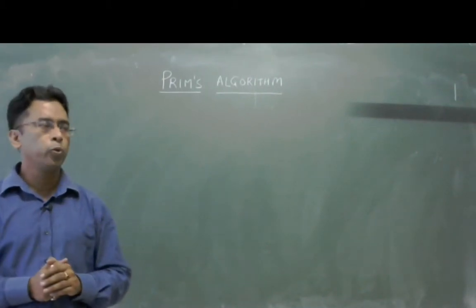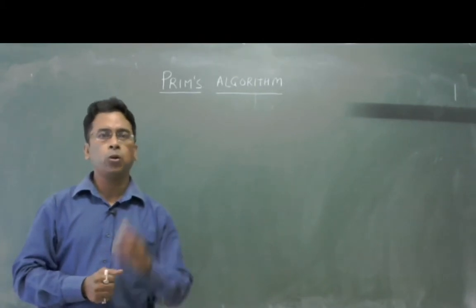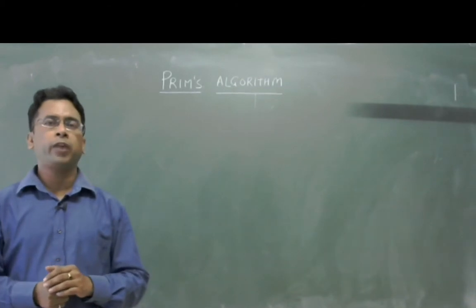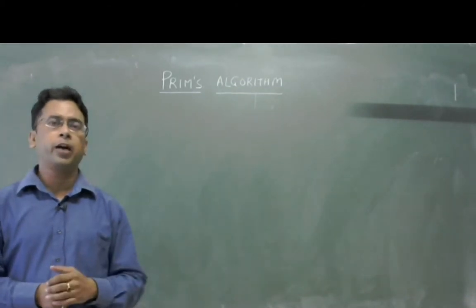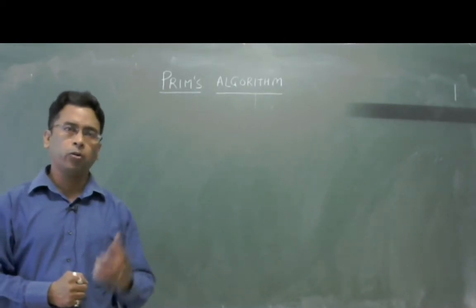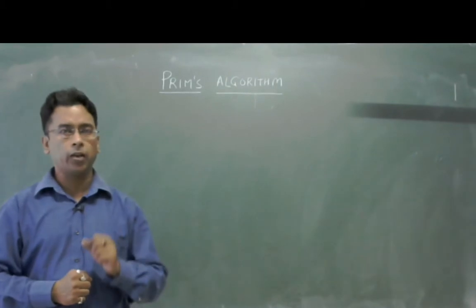Student. Today I am going to teach you about Prim's algorithm. Prim's algorithm is also a minimum spanning tree algorithm. In Prim's algorithm, we find the subgraph that covers all the vertices, like the Kruskal algorithm, but it is slightly more efficient than the Kruskal algorithm.